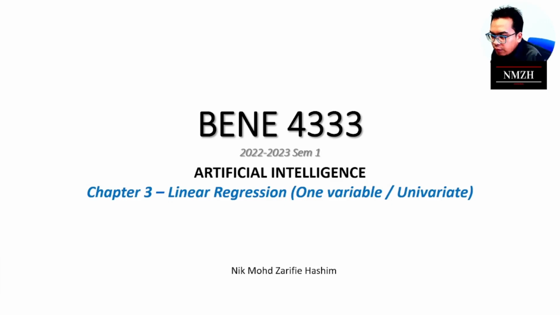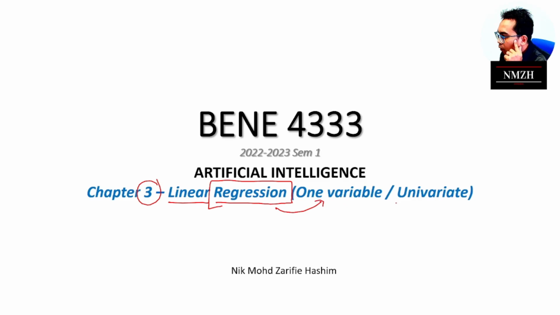So for today, basically I would like to discuss the chapter number 3, about linear regression. The one that will be discussed for today is related to one variable, or we can also call it univariate. Uni means one, variate means variable, right?